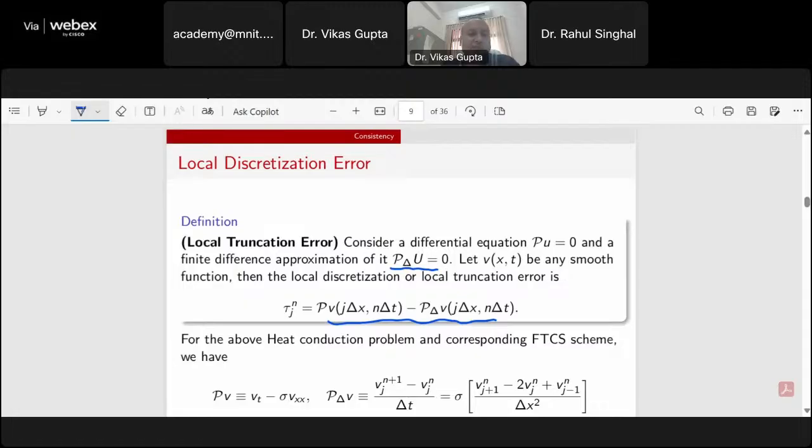So for example, for the discussed heat conduction problem and the corresponding FTCS scheme, our differential operator is this: Pv equal to v_t minus sigma v_xx.